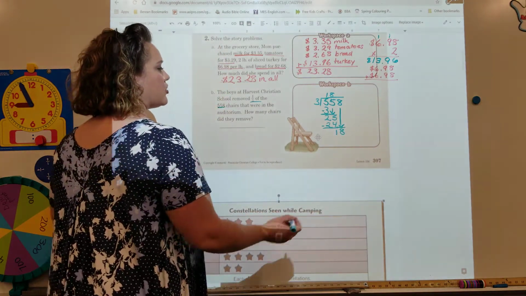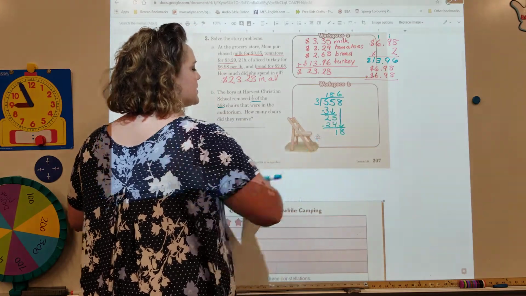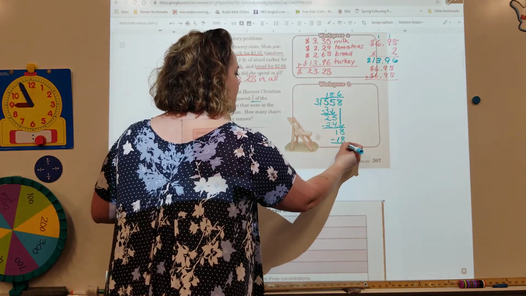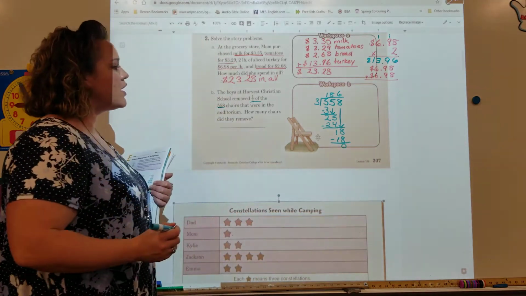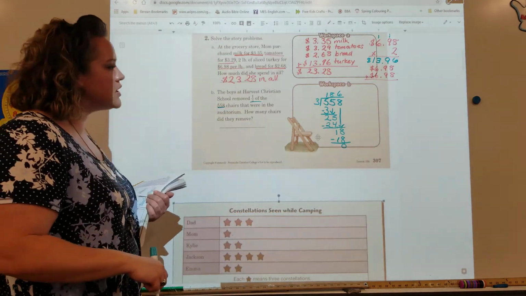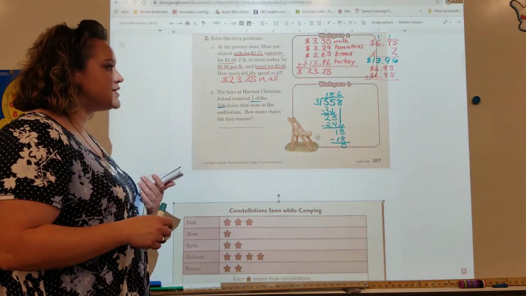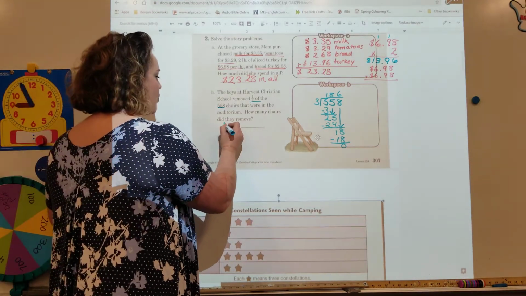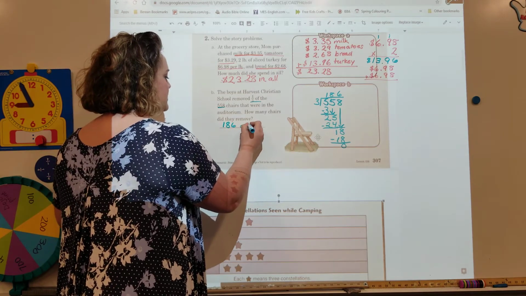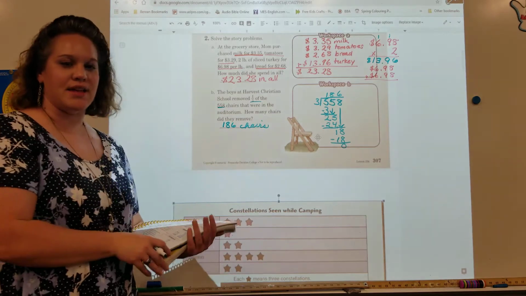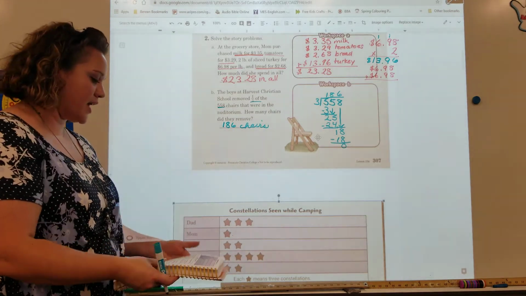18 divided by 3 equals 6. 6 times 3 equals 18. I subtract. 18 minus 18 equals 0. I compare. 3 cannot go into 0. I have nothing left to bring down and no remainders. So this tells me they moved exactly 186 chairs. They were some busy beavers that day. I hope they put them all away nice and neat.